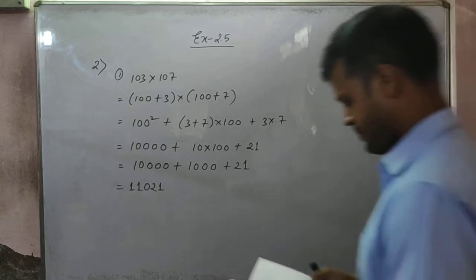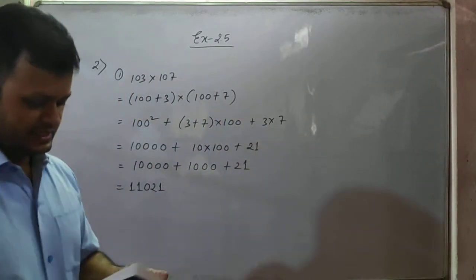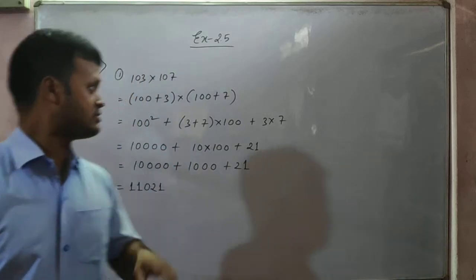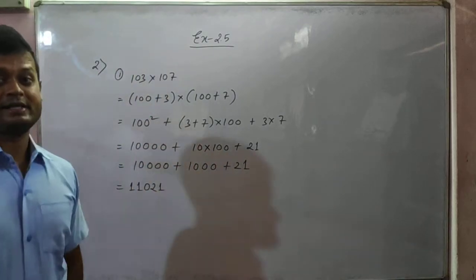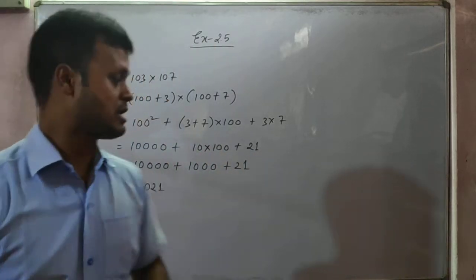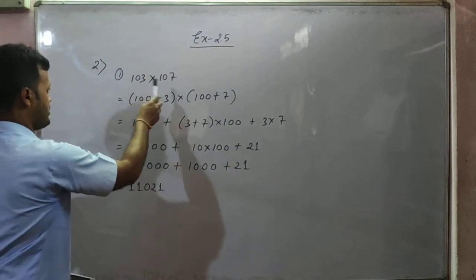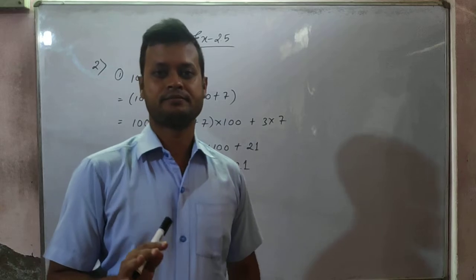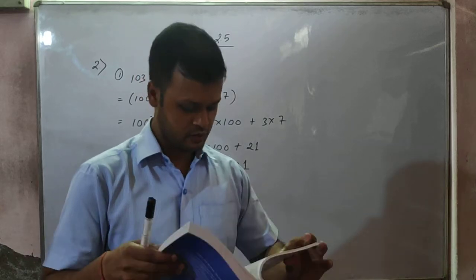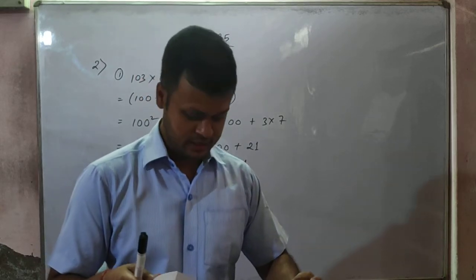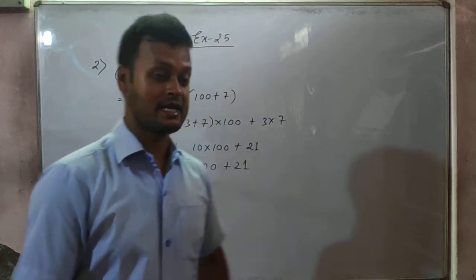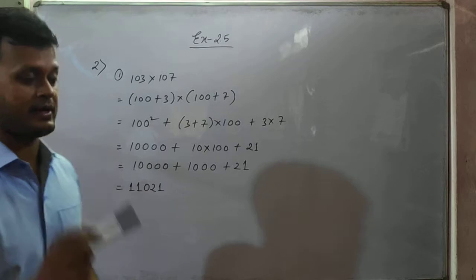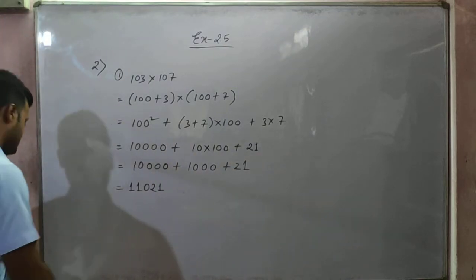So students, number 2, number 1, let us see. Evaluate the following products without multiplying directly. That means you have to find the value of this into this, the product, but without multiplying. Evaluate means you have to find the value. If you multiply directly, you will not get the marks for this. So how will we do then, students?